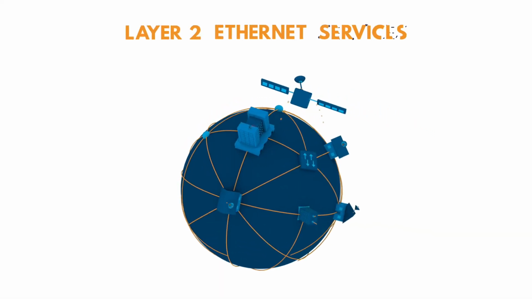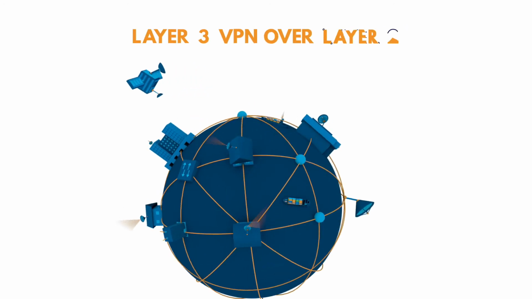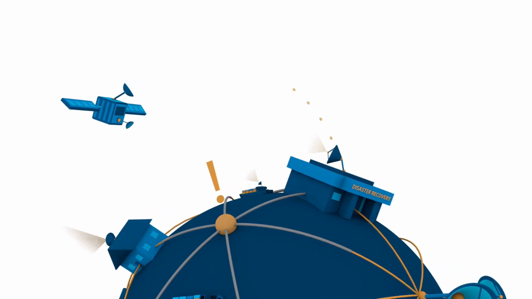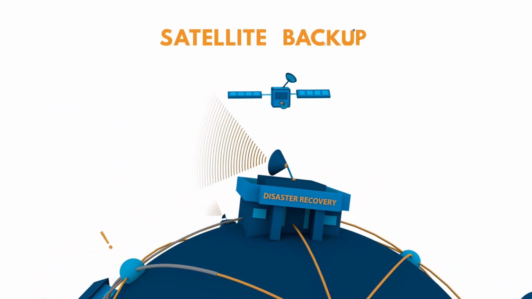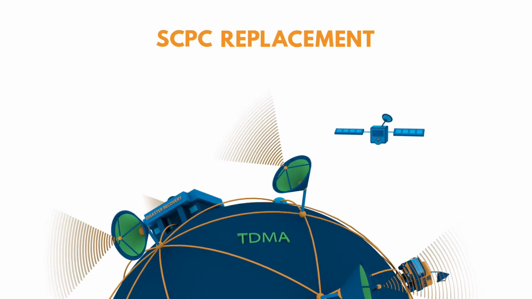Rolling out Layer 2 Ethernet to the edges of your network. Passing enterprise Layer 3 VPN over a Layer 2 framework. Routing for effective satellite backup in case of disaster recovery. Replacing SCPC with efficient TDMA that can now carry required protocols.